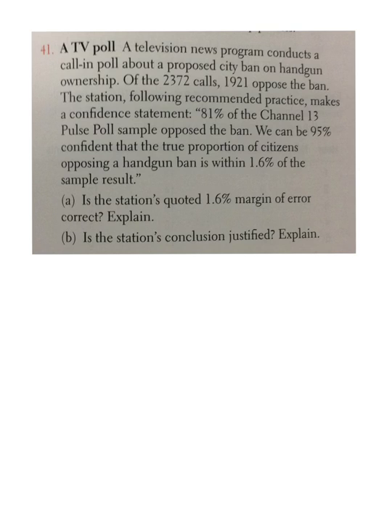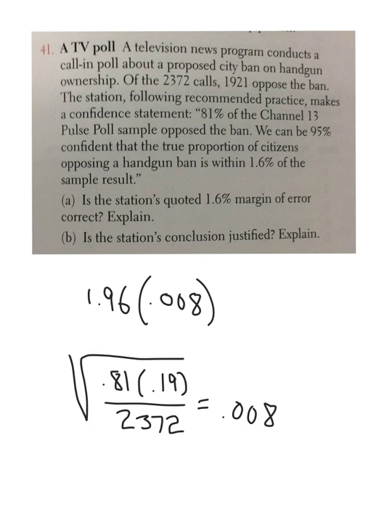Is it right? So first of all, we need that z-score. We're using a 95% confidence interval. Now I put 0.975 into the inverse norm, and I got 1.96. So we're going to start with that, 1.96. Now we're going to multiply that by the standard deviation. Let's figure out what that is. So I got 0.008 for the standard deviation.